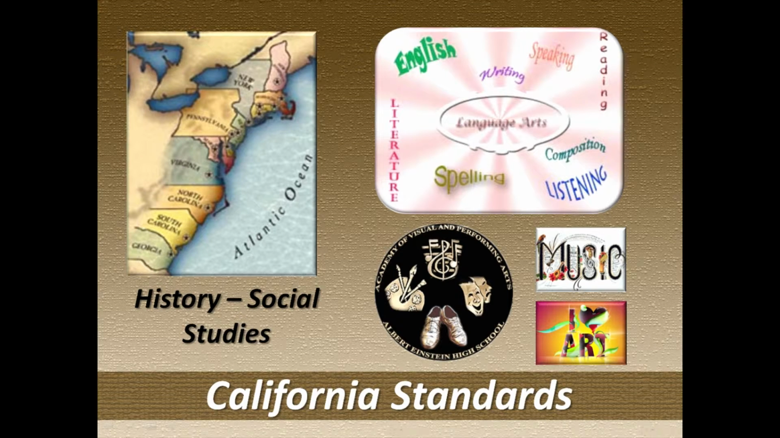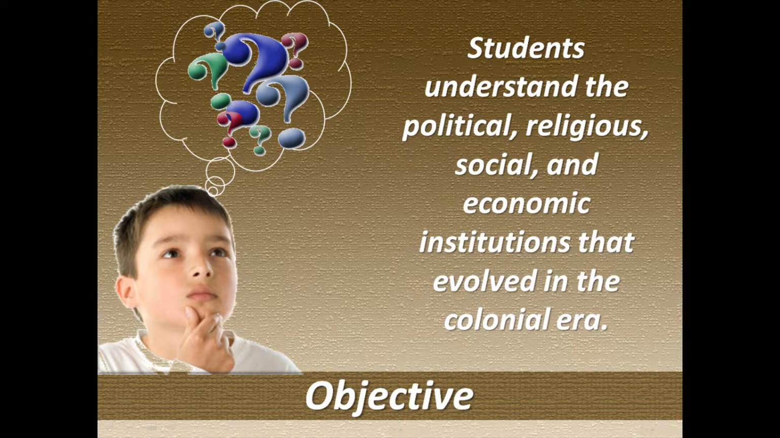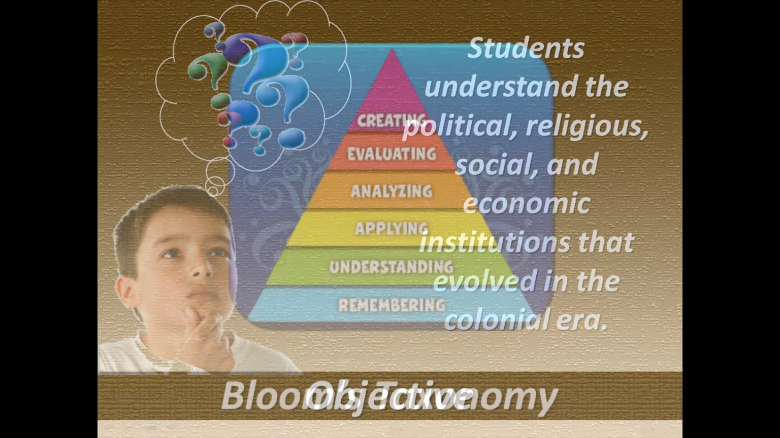The approved textbook, Life in the Colonies Unit 4 by Scott Forsman, will be used, and the California Standards and/or Common Core Standards in the areas of history, social studies, language arts, and visual and performing arts are addressed. The objective of this unit is that students understand the political, religious, social, and economic institutions that evolved in the colonial era. Engaging students is the challenge in every subject.